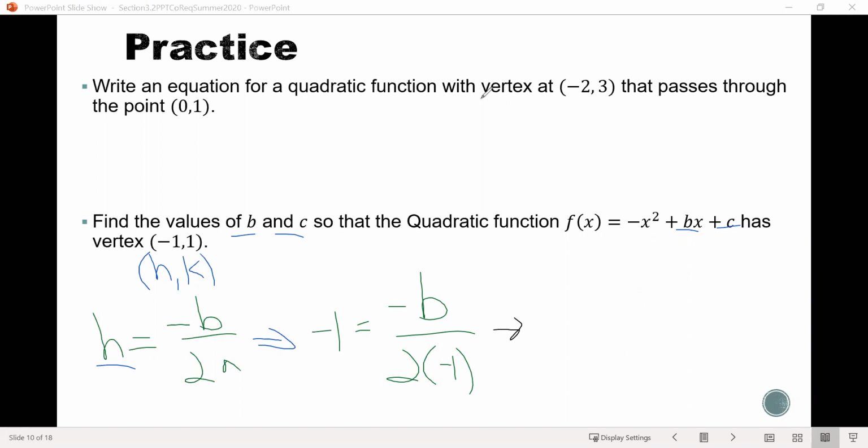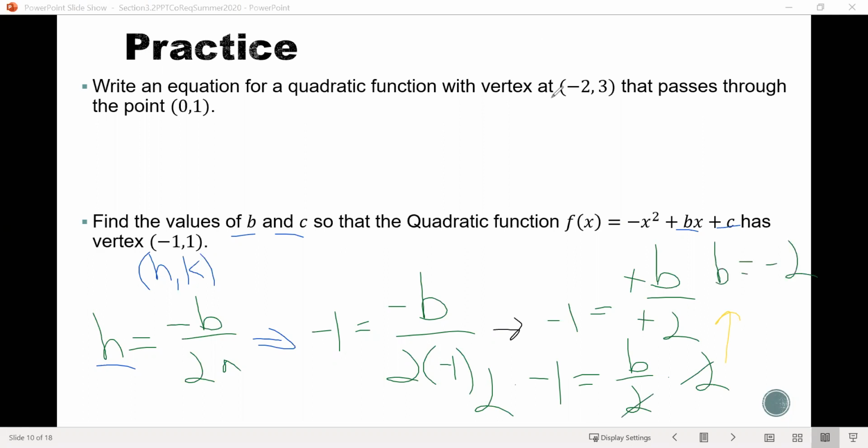If we then simplify a little bit, we would have -1 equals -b over -2. And we see here that we have a negative over negative, which makes a positive. So we have -1 equals b over 2. Multiply by 2 on both sides. Then it looks like these cancel out, but b equals -2. Okay.